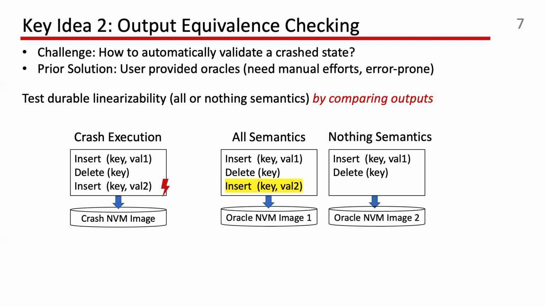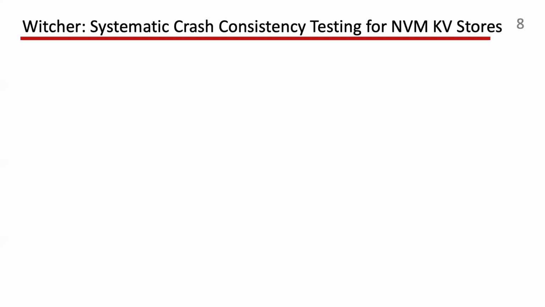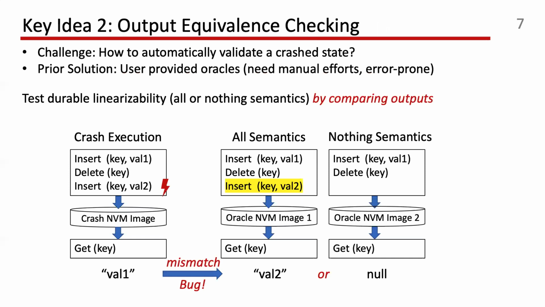Instead of comparing those 3 images, we run each image with the same test case, which is the get key operation, and then collect the outputs. Based on durable linearization, a consistent output should match either value 2 or none. If the testing outputs match neither of these 2 outputs, such as value 1, it indicates an inconsistency in the crashing operation. That's a bug. In this way, we automatically validate a crash state.